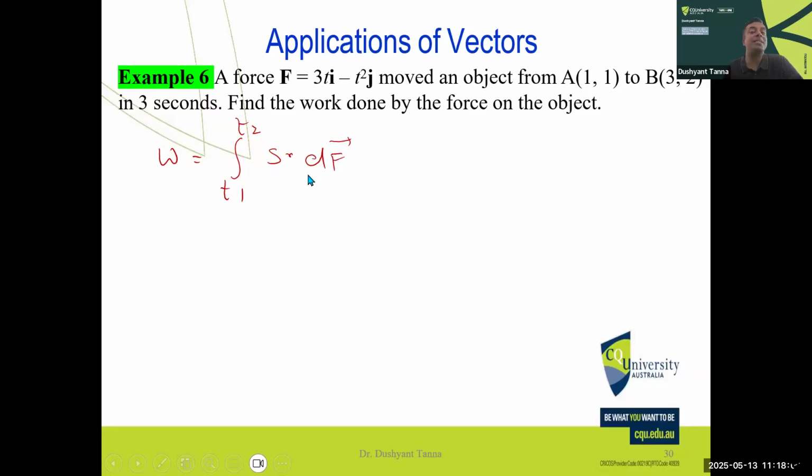S, we already found, is the same as before. You got F, just find out dF, the normal differentiation. Very easy. Okay, so let's start with S first of all. S is the same thing that we just did, 3i plus 2j minus i plus j. So that is 2i plus j. You got S, lock it in. That's it. I'm not doing anything with it.